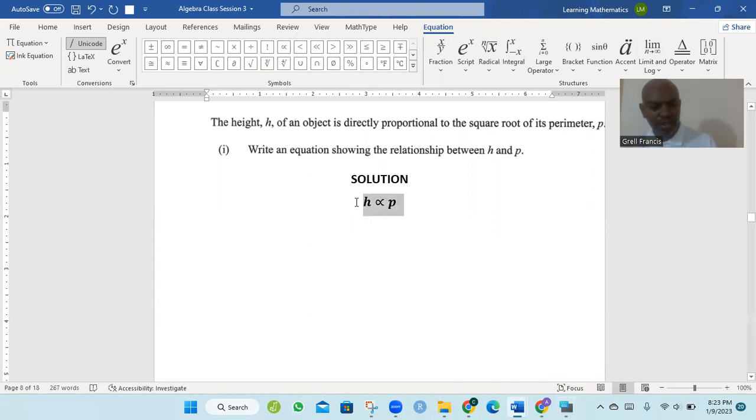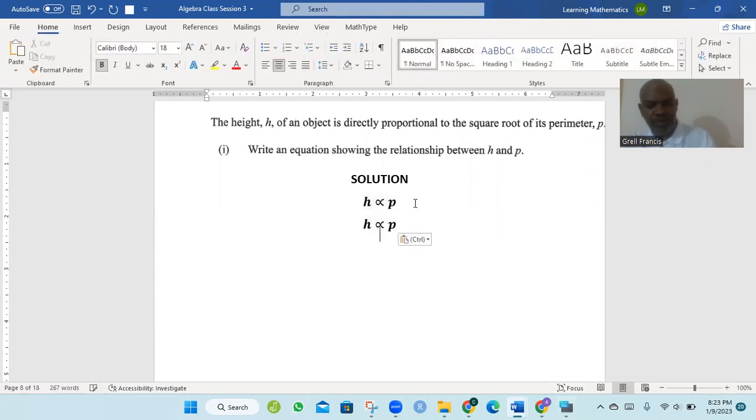And this proportionality expression, because the equal sign is not present, can be converted to an equation. So we transform the proportionality symbol to the equal sign, but we have to write the proportionality constant. We can call it K. So the equation now showing the proportional relationship between H and P is H is equal to KP. So that will be the answer for part 1 of this question.